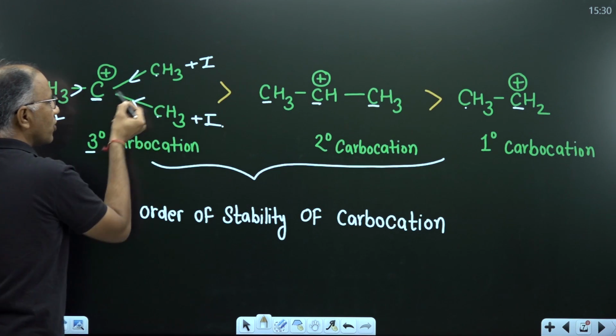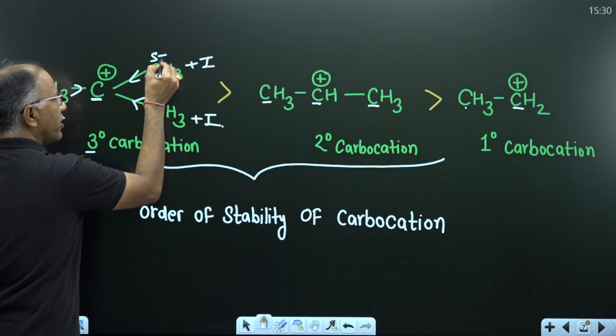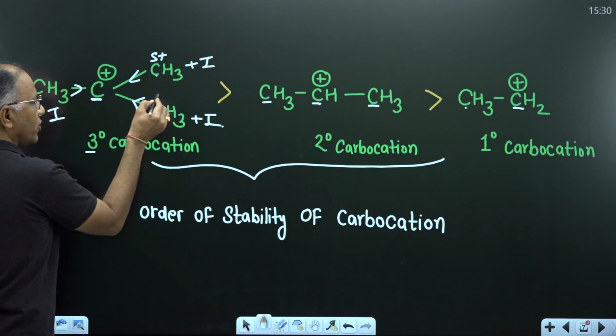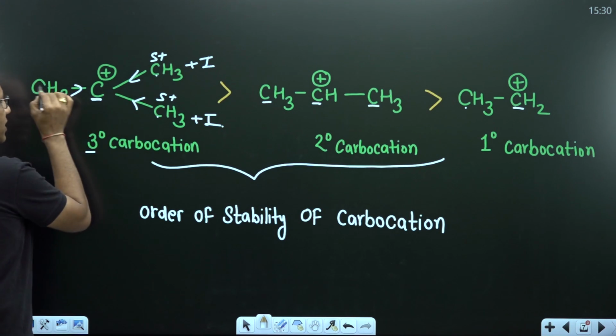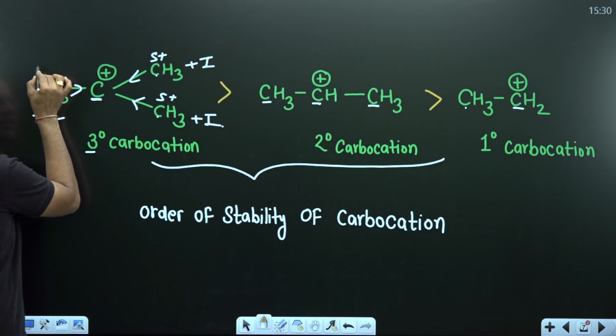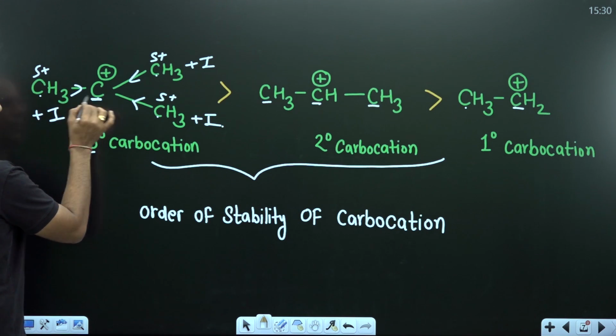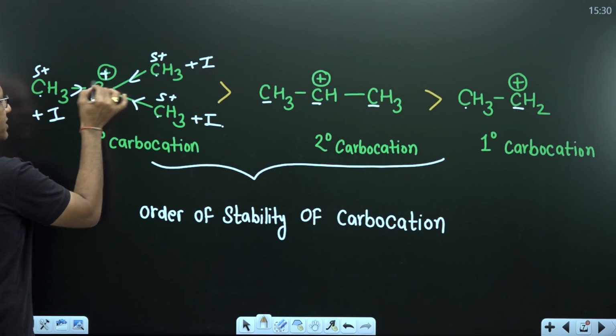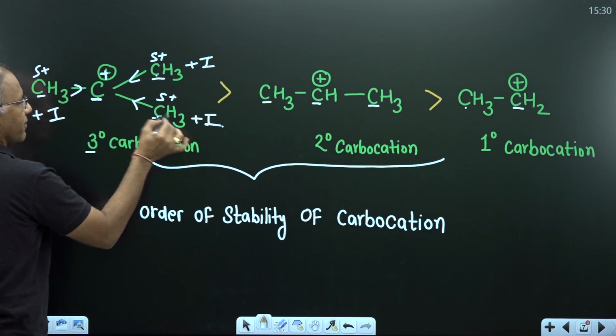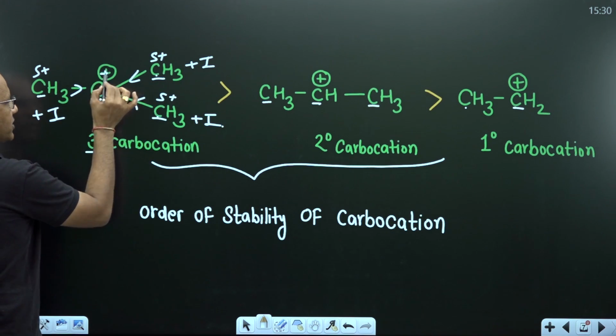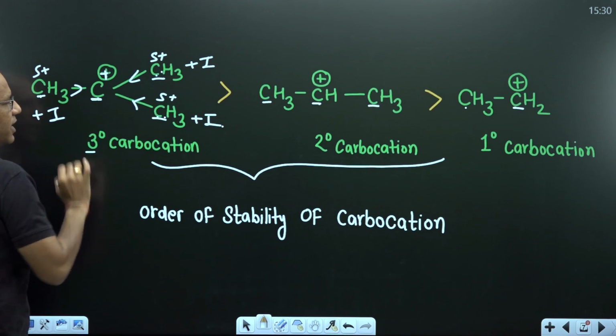Since carbon is electron donating, this means it becomes electron deficient. Now this carbocation will disperse its positive charge: apart from this carbon, the positive charge will disperse onto 3 carbons. Got it?